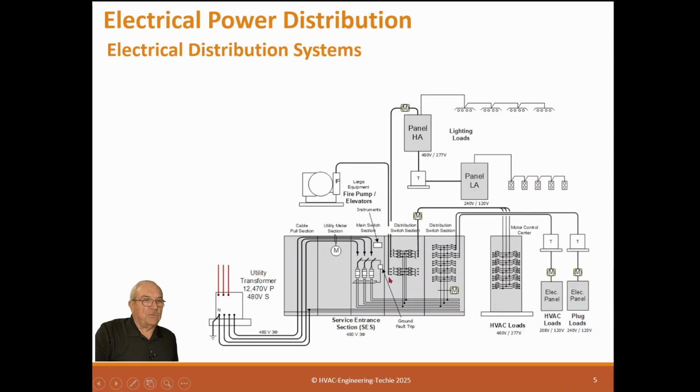Like you can see, this switch provides power just to a large piece of equipment. This may be a large chiller or elevator or something. This one goes up to a high voltage lighting panel, 277/480 volt. And then it has a transformer that goes down to a 208/120 volt panel. And then we have other panels here that feed different kinds of equipment. This is HVAC loads and plug loads.